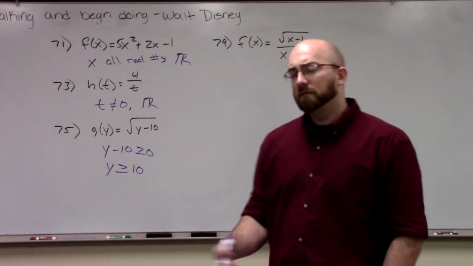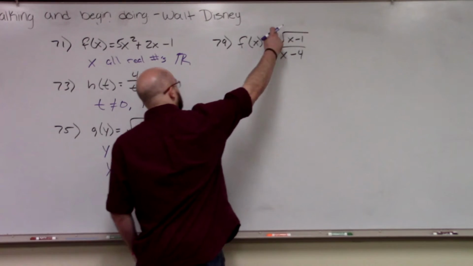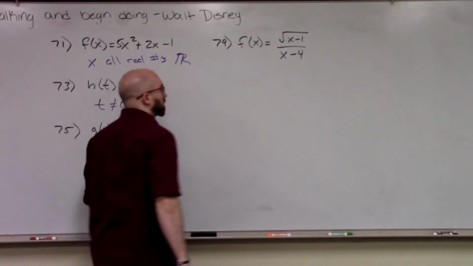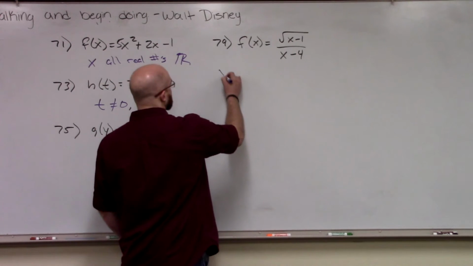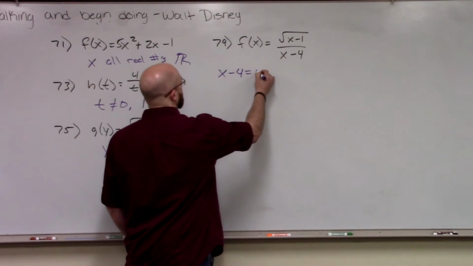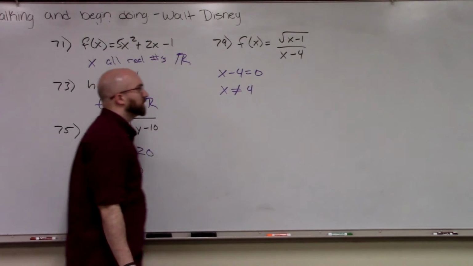Now, let's combine them in 79. We have square root of x minus 1, all divided by x minus 4. So we have a couple stipulations here. I'm going to look at the bottom first. So set the bottom equal to 0. That means x cannot equal 4 for this to exist.